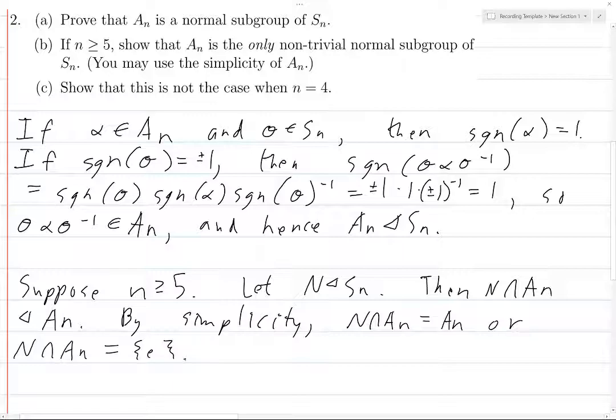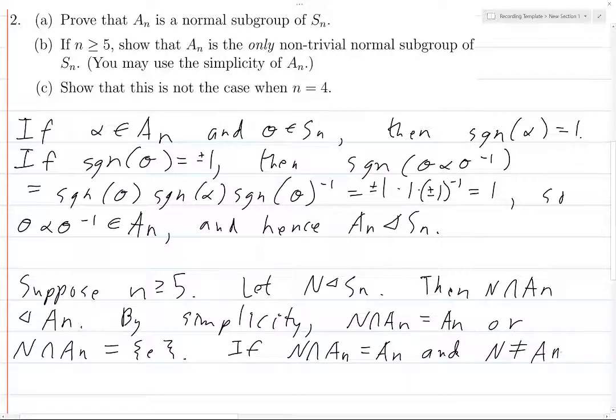So we want to consider cases where N is non-trivial. Let's consider the first case where N intersect A_n equals A_n. Since we're trying to find examples of N which are non-trivial and not A_n, oh God, I cannot write with this. It'll definitely take some getting used to for me writing like this.